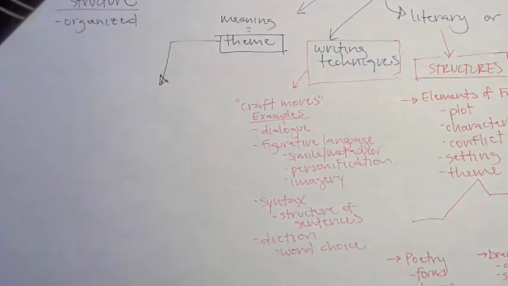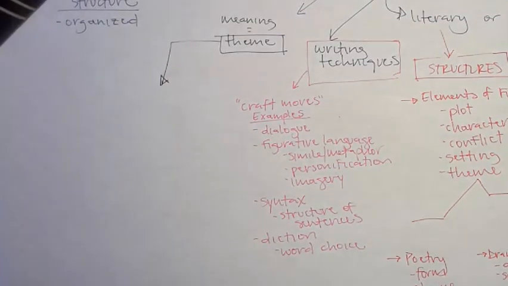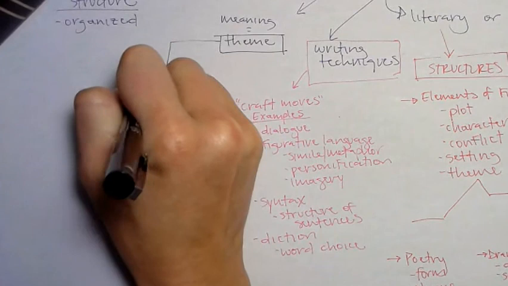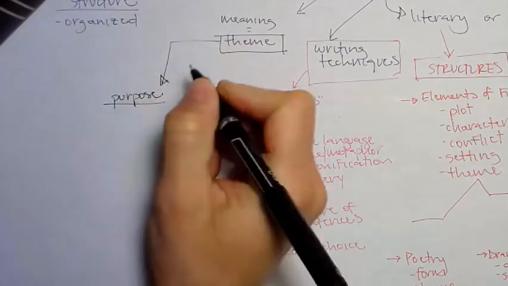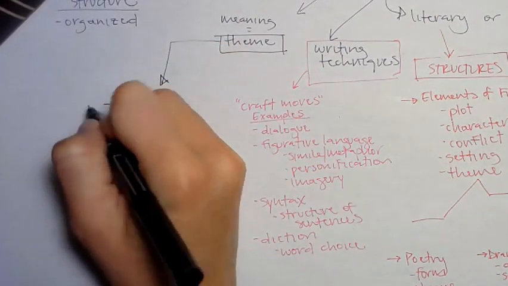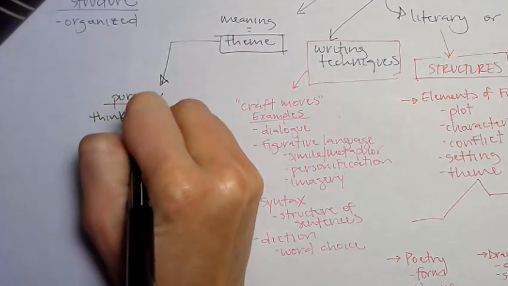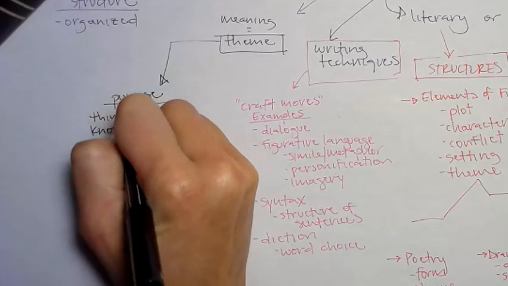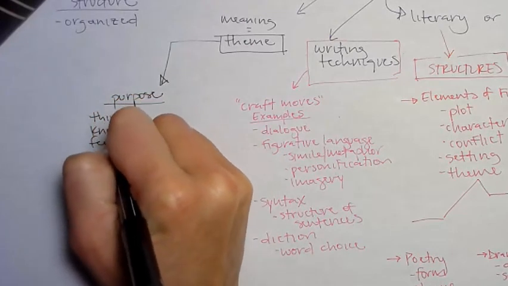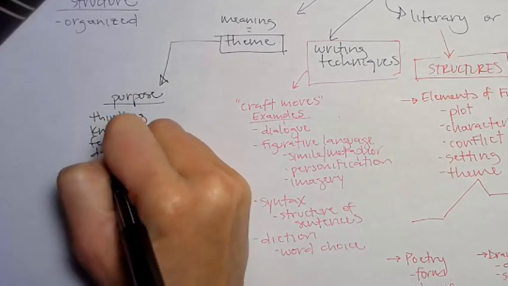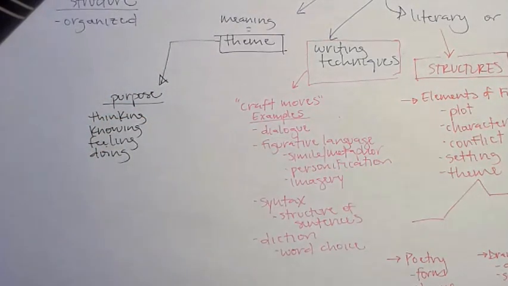But theme is something that we talk about with literature a lot, but informational texts have a theme also. They have a purpose. When we're talking about theme, we're talking about purpose. You need to ask yourself, what does the writer want me to walk away thinking, knowing, feeling, or doing as a result of reading this piece?